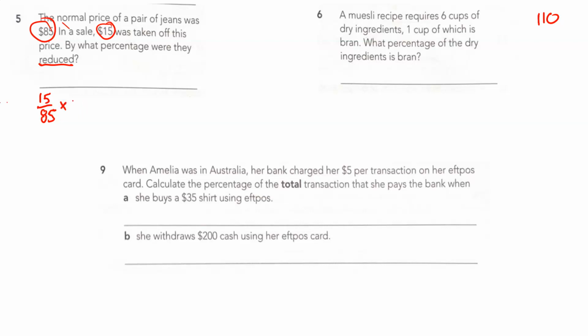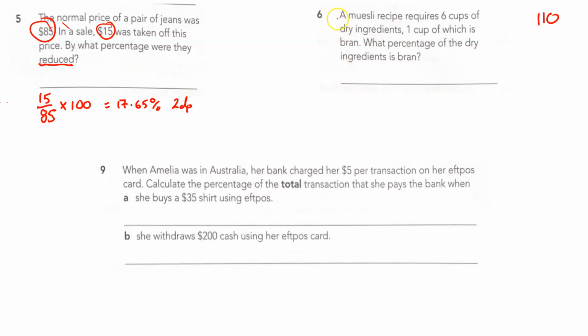What we then do is take that, and now we've got our fraction. We have to change it to a percentage by timesing 100. So 15 over 85, we can go 15 divided by 85 times 100 gives us 17.65 to 2 decimal places. 17.65% to 2 DP. So the key thing: find that fraction, times it by 100, and then you get it.